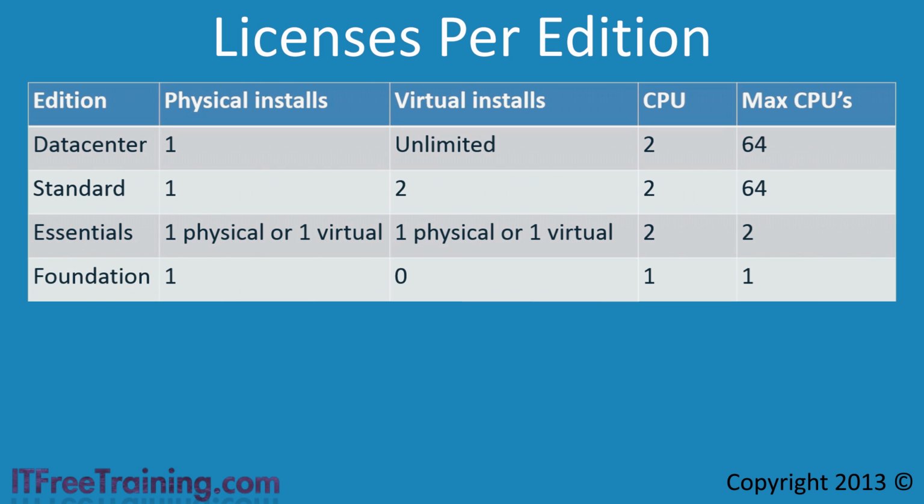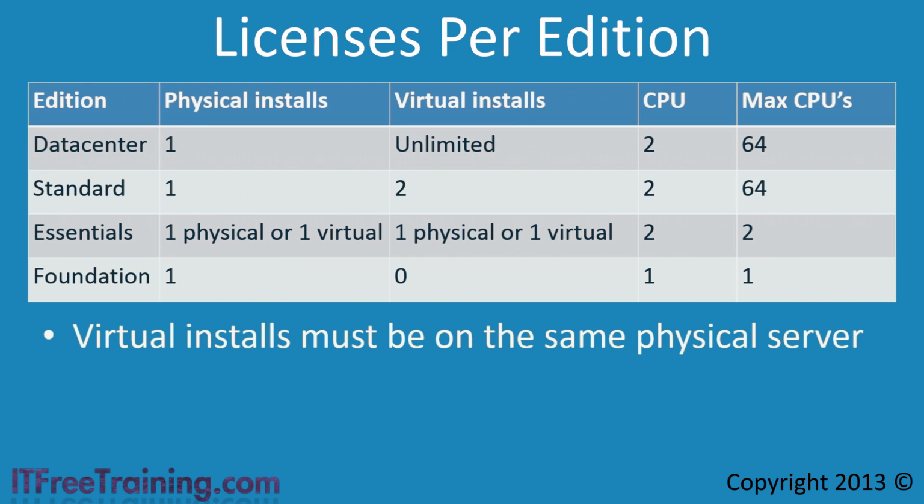To start with, you can see the Datacenter edition, like all the other editions, allows one physical install per server, but an unlimited amount of virtual Windows Server 2012 instances to be run on that physical server. Virtual instances must be run on the same physical server. They can be run on a different physical server only if there are licenses on that server that allow this.